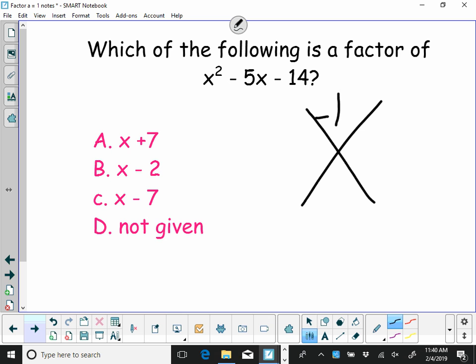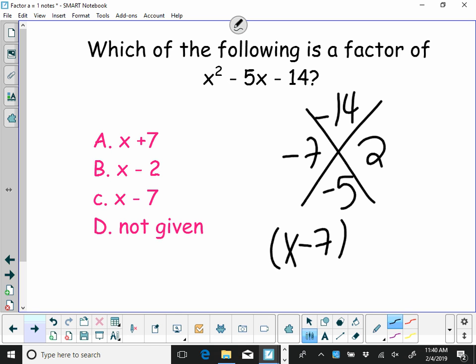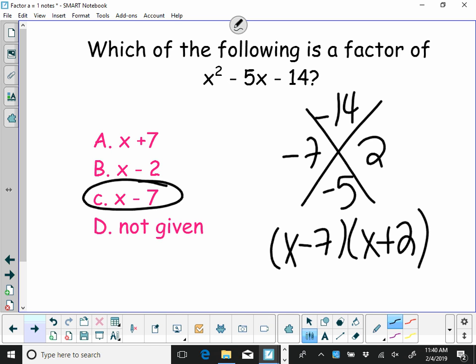It would be negative 14 and negative 5, right? Okay? Which I think we've already had. This one gave me negative 7 and positive 2, right? So that's x minus 7 and x plus 2. But only one of those is there. X minus 7 is the only one that's there. So if you get to this point and both of your answers are there, you did something wrong. Okay, unless it's like a select all that apply type thing, which it might be on the computer.